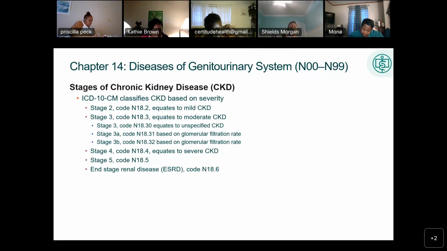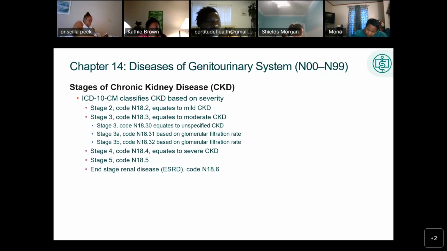But basically, the first thing is understanding the stages of chronic kidney disease. I should just say CKD. Understanding the stages of CKD. The stages are classified based on their severity. So someone with stage 2 may not be a prime candidate for dialysis, but someone with stage 3 or higher, which is moderate CKD, may be a candidate for dialysis.